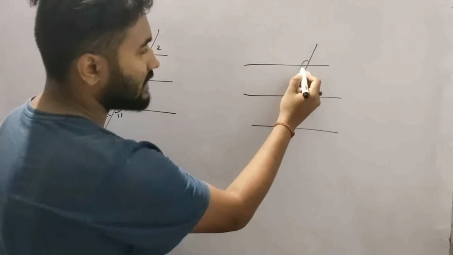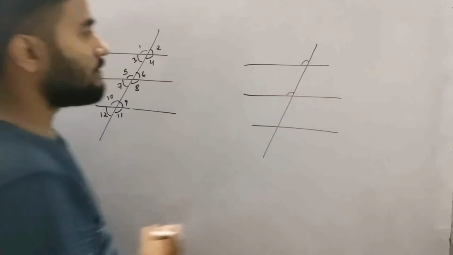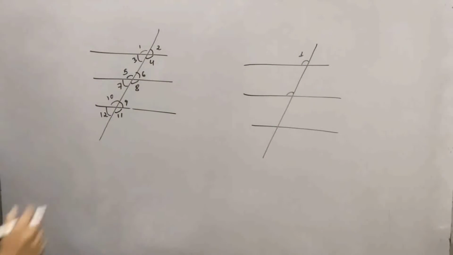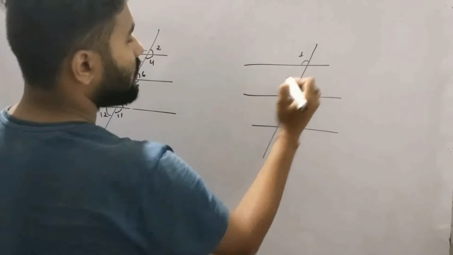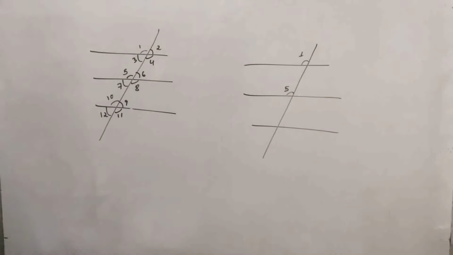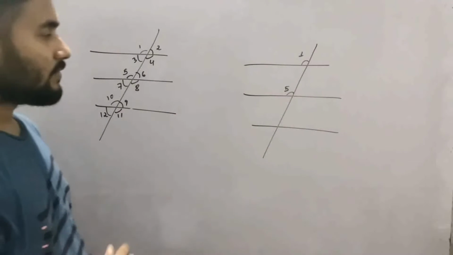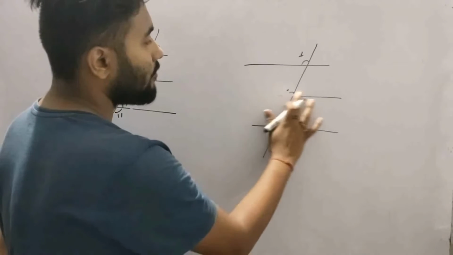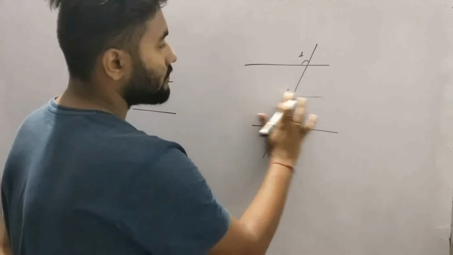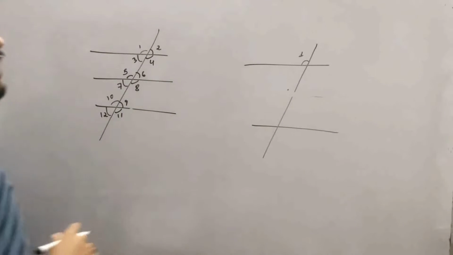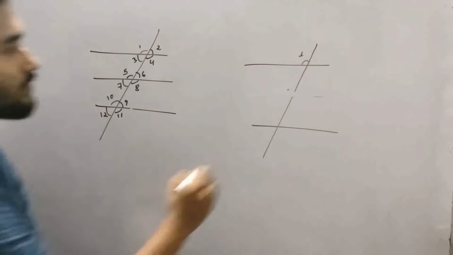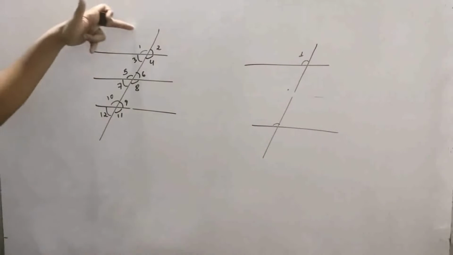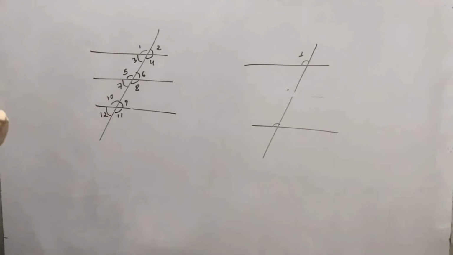This angle, isn't it? I will jump this angle. This angle will be what? Corresponding angle. Means with 1, what will be the corresponding angle? 5 will be the corresponding angle. Now what if I say that this line is not there? Forget about this line, okay? Then with 1, what will be the corresponding angle? This will be the corresponding angle. Means with 1, 5 is also corresponding angle.